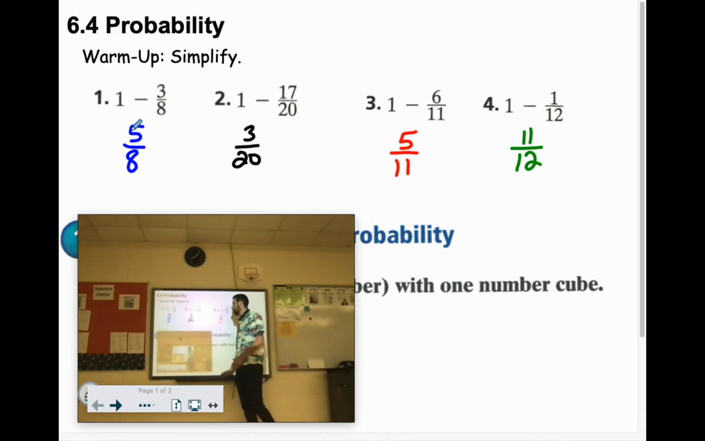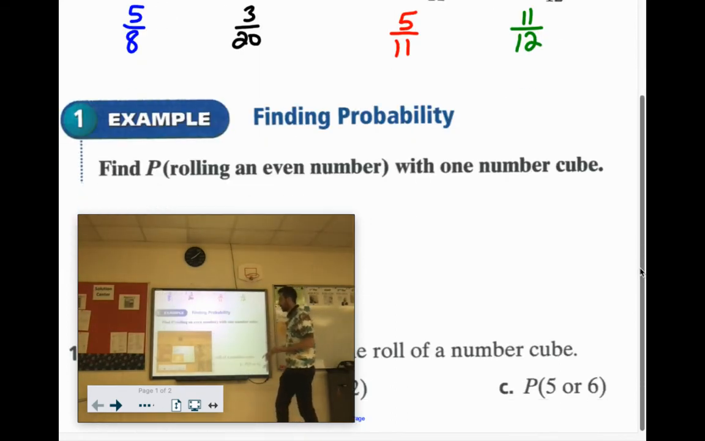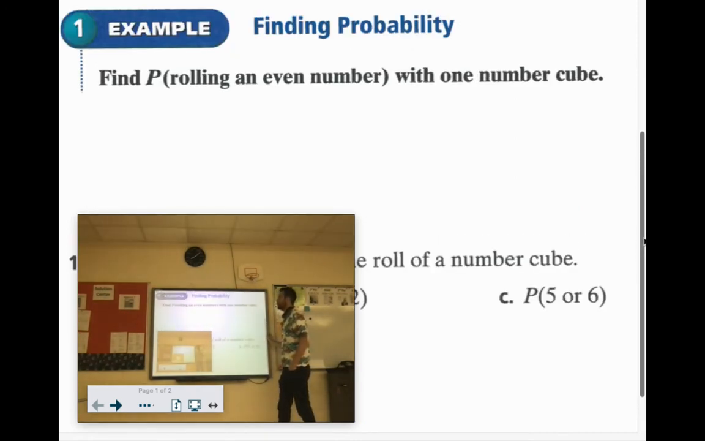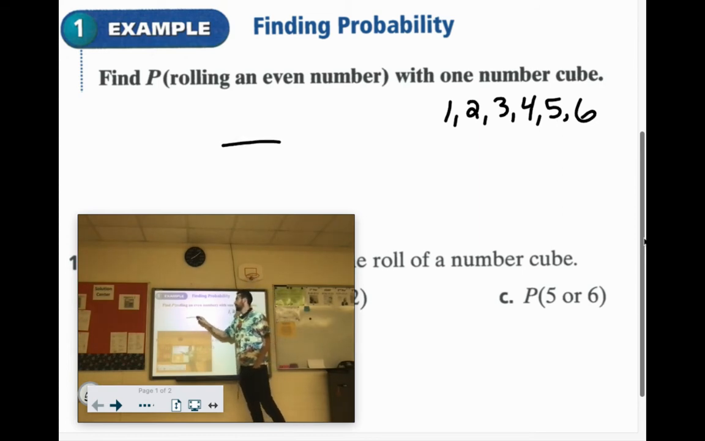So today we're going to talk about probability, which is just a fraction where you put the number of favorable outcomes divided by the total number of outcomes. So if we're talking about rolling a die, or what they call a number cube, the total outcomes when you roll a die, you could get a 1, 2, 3, 4, 5, or 6. So there are 6 possibilities altogether.